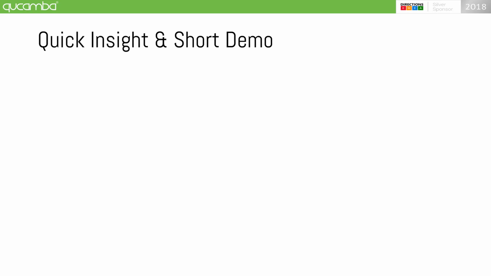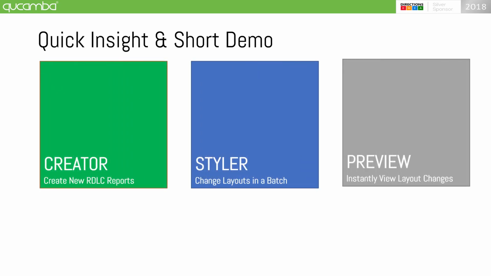Basically, Qucamba Reports consists of 3 modules working together to give the report developer a fluid report design workflow. The creator lets you create entirely new reports. By selecting out of 4 different wizard types, you create simple lists, multiple grouped lists with any number of data items nested to any depth, a document wizard to create quotes, invoices, credit memos, and any other kind of document report. And finally, there's a label wizard for printing on adhesive labels.